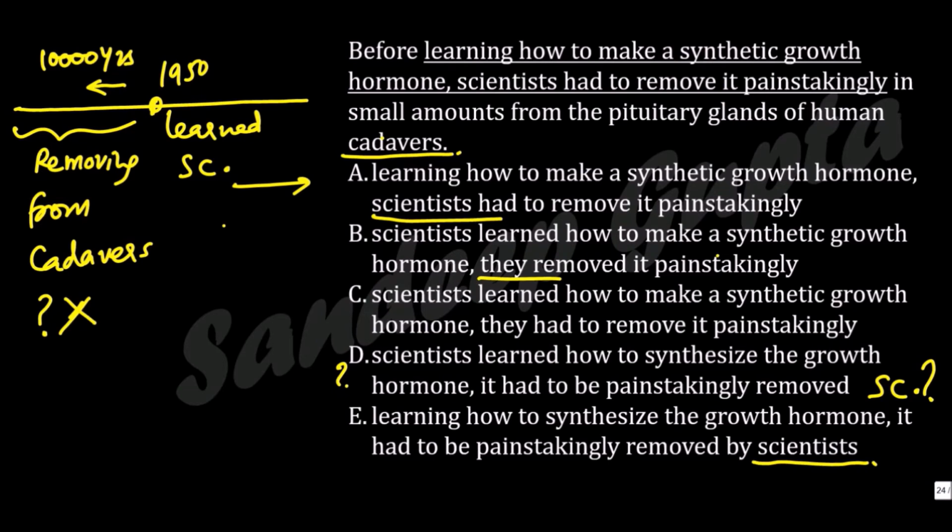Science itself is a few hundred years old. So for 10,000 years, scientists could not have even existed. So this is impossible that scientists would have been doing this. Maybe scientists were doing it. Maybe this process is just 100 years old, and scientists were themselves doing it. But we do not know who was doing this. So we cannot say scientists were doing it. So that is why it had to be painstakingly removed.